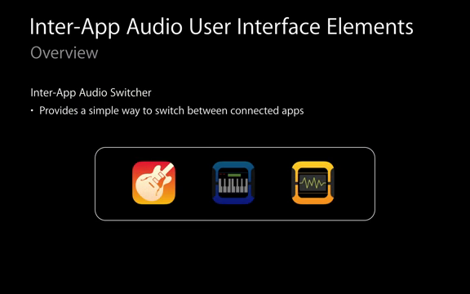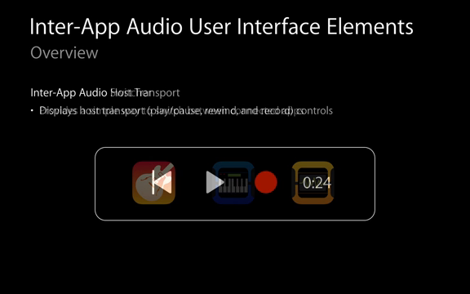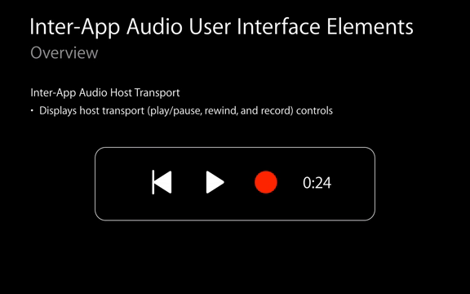The two user interface elements that we provide in iOS 8 are, firstly, the Interapp Audio Switcher view, which provides an easy way to see all the Interapp Audio apps that are connected together and switch between them using a simple tap gesture. We also provide an Interapp Audio Host Transport view. This displays the transport of the host you're connected to in your Node app and allows you to control the transport, playback, rewind, and record, in addition to displaying where in the host transport you are via that numeric timecode.